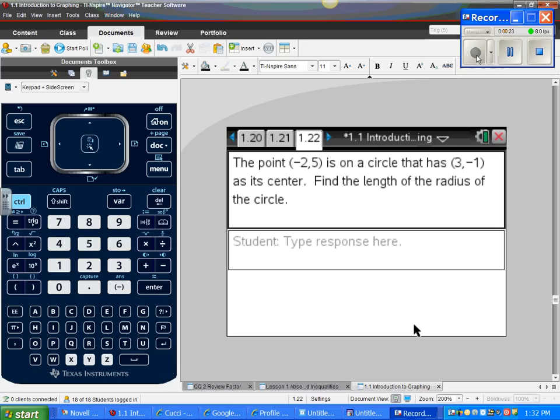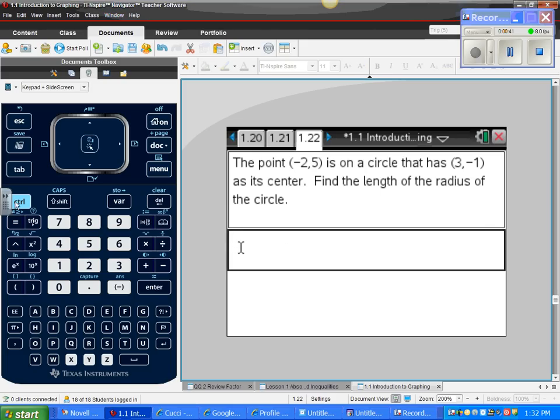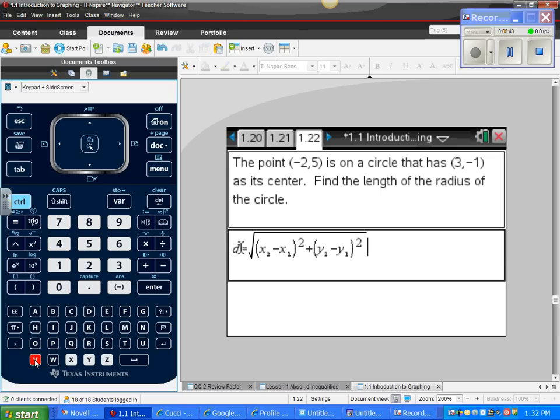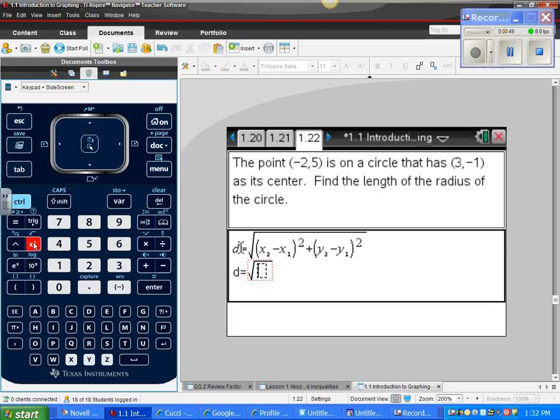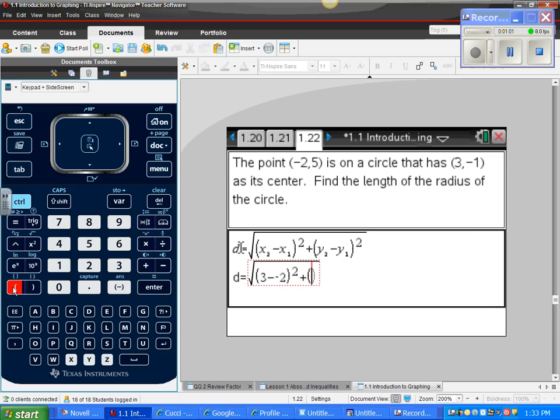Okay. So, question says the point -2,5 is on a circle that has 3, -1 as its center. Find the length of the radius of the circle. So again, this is another one of those distance formula problems. You're finding the distance between these 2 points. So we're going to put in our distance formula, and then we're going to start putting in our values. x2 minus x1, so it's going to be 3 minus a -2, quantity squared, plus y2 minus y1, quantity squared.